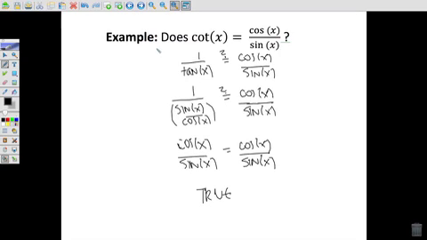And you won't always be proving the identities themselves. You'll often be proving kind of, they'll throw a bunch of trig functions and multiply them and add them, and then you'll have to prove if that equals the other side.